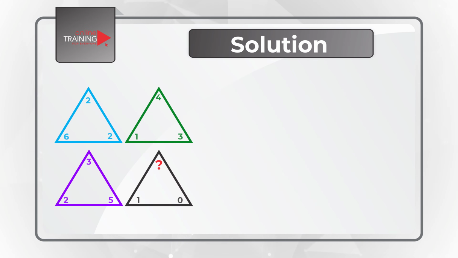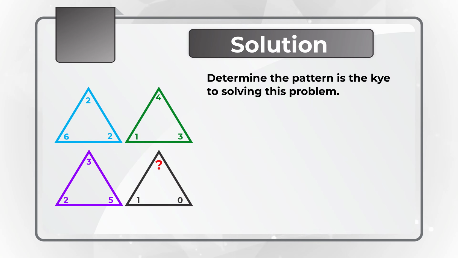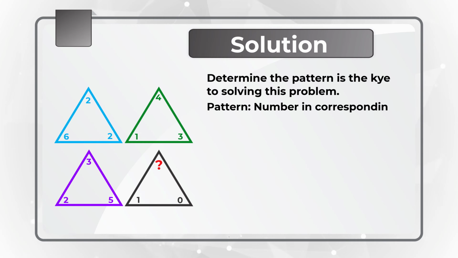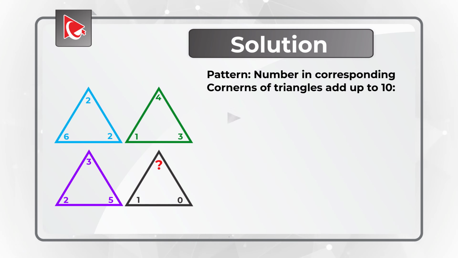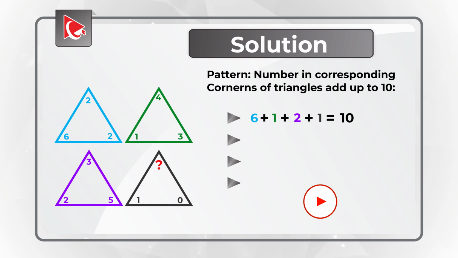As I mentioned, the trick about this problem is that the number can be calculated. And the key to calculate it is to determine the pattern. And the pattern here is that the numbers in the corresponding corners of the triangles all add up to 10. Let's do the math and start with the bottom left corner. 6 plus 1 plus 2 plus 1 equals 10.